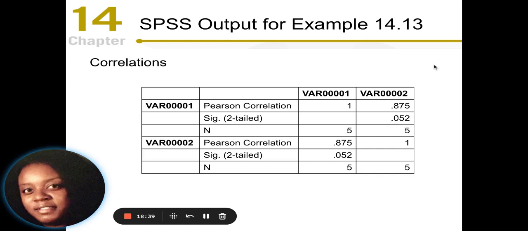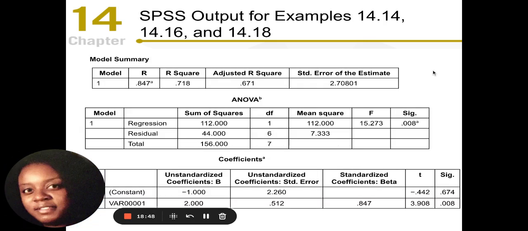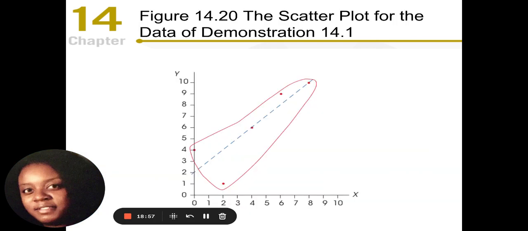So when it comes to SPSS, here's the output for the example in 14.13. And here's the one for 14.14, 14.16, and 14.18. Here's the scatter plot for the data of determination in 14.1. And I hope all of this information helps you understand a little bit more about correlation and regression.